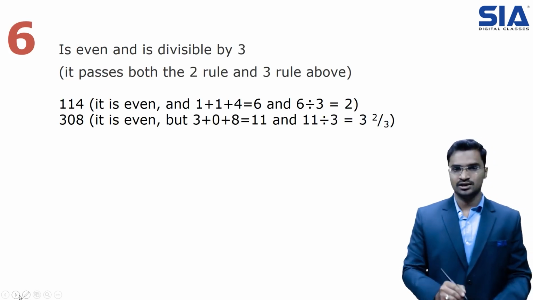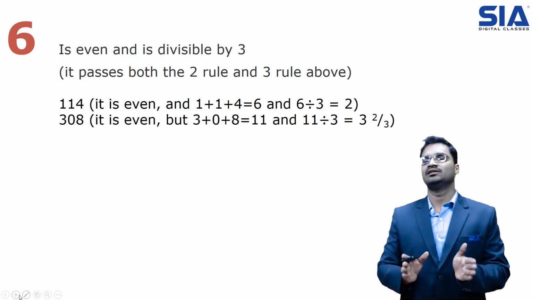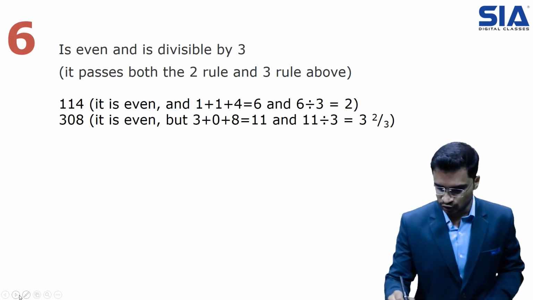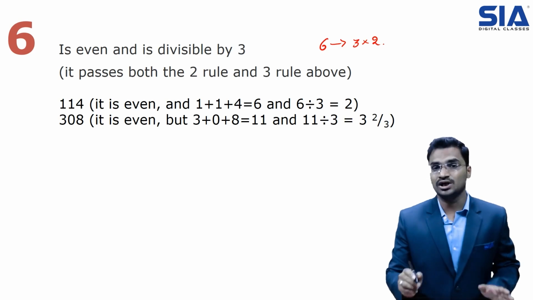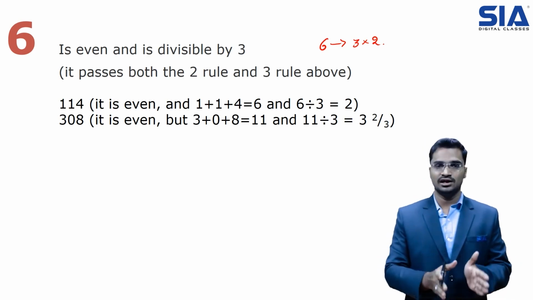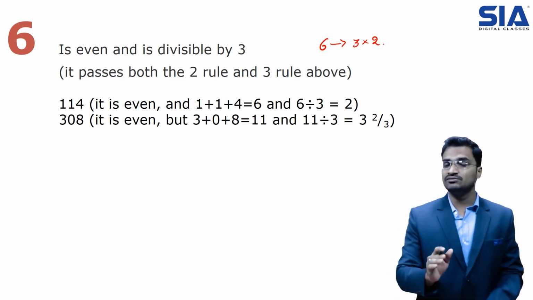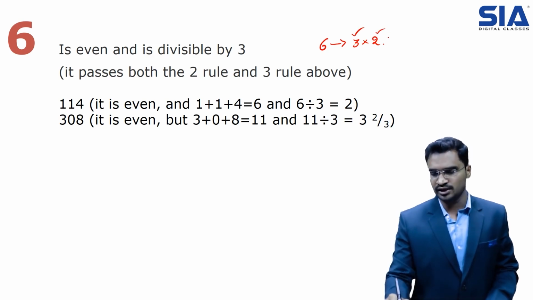Now coming to the divisibility rule of 6. The divisibility rule of 6 is nothing but the divisibility rules of 3 and 2 combined. So 6 can be written as 3 into 2. The combined divisibility rules of 3 and 2 give us the divisibility rule of 6. So if a number is divisible by 6, then it should be divisible by 3 and also divisible by 2.